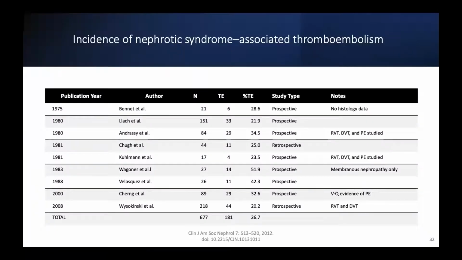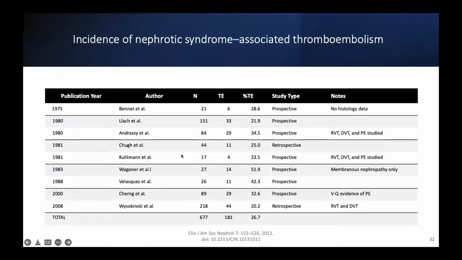So these are some of the studies which have looked into the incidence of thromboembolic complications in nephrotic syndrome. If you look at the time frame of these publications from 1975 to 2008, the incidence of thromboembolic complications has varied from 20.2% to about 51.9%.